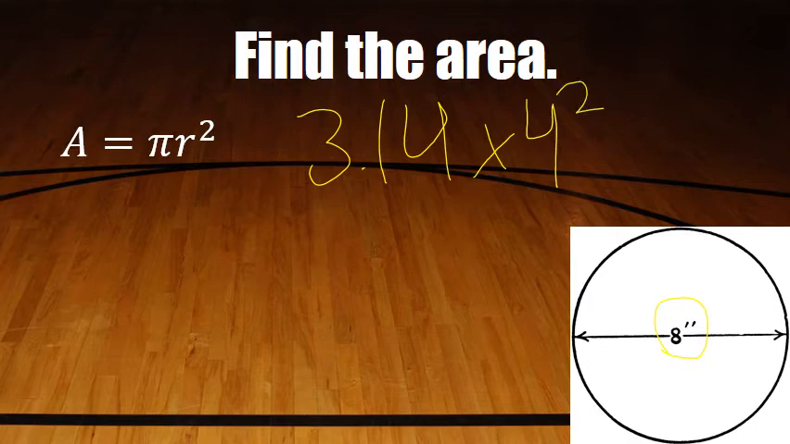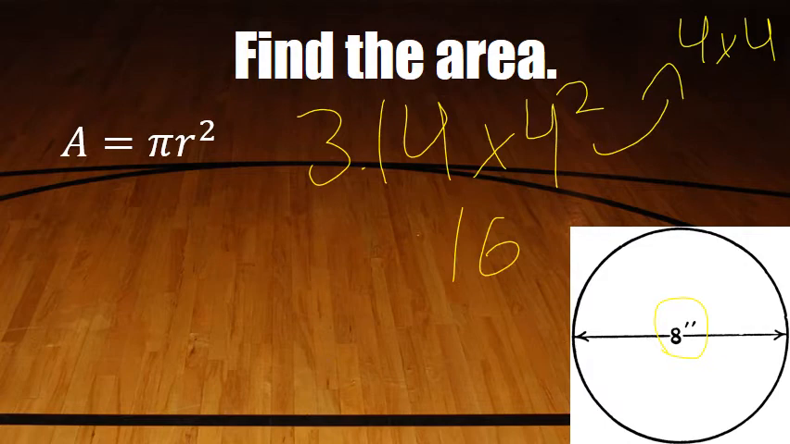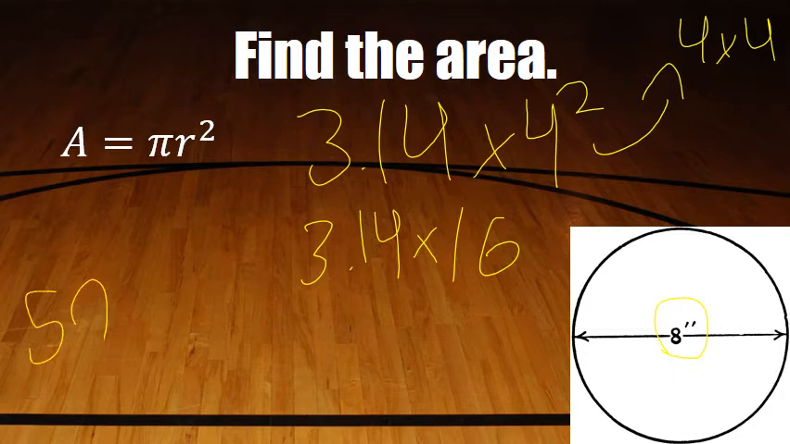So 4 squared. And again, remember, 4 squared is just 4 times 4. So what's 4 times 4? That's 16. So we got 16 times 3.14 because that's pi. So we squared the 4. That was our radius. So then we just do the math from there, multiply the decimal, and you end up with 50.24. Are we done?